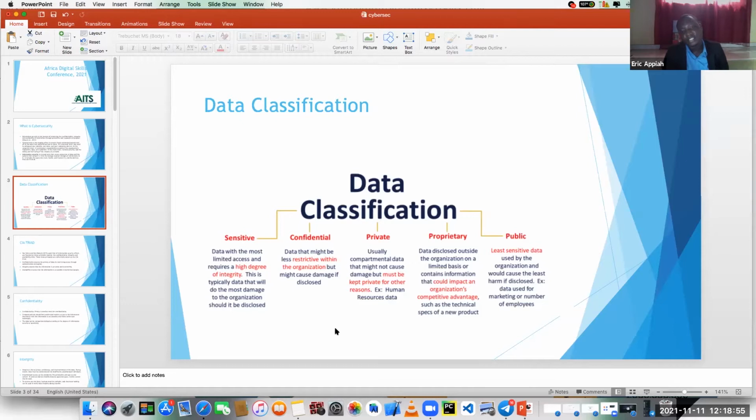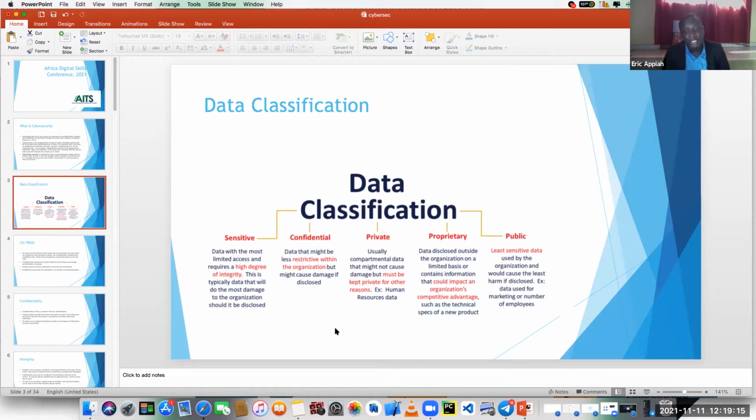And with private data, it's usually compartmental. It might not cause damage, but it is kept for private reasons. For example, human resources data. They don't cause damage, but they are kept private.